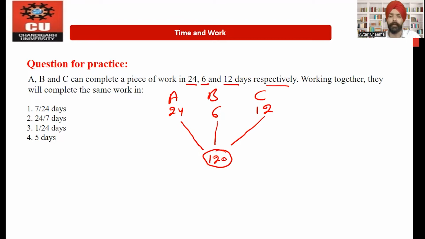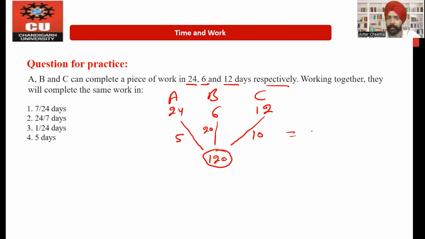120. Right. So 120 divided by 24, A is doing 5 units daily, and 120 divided by 6, it will be 20, and 120 divided by 12, it will be 10. Now we have to find out, working together, they will complete the same work. Now we have to add all these three numbers. That will be the total efficiency.